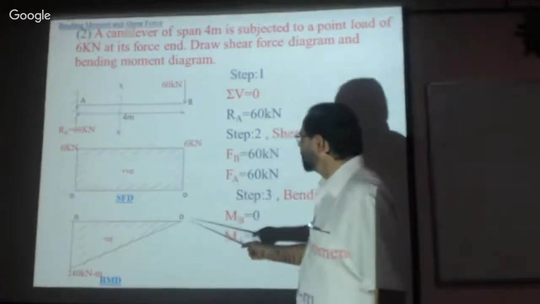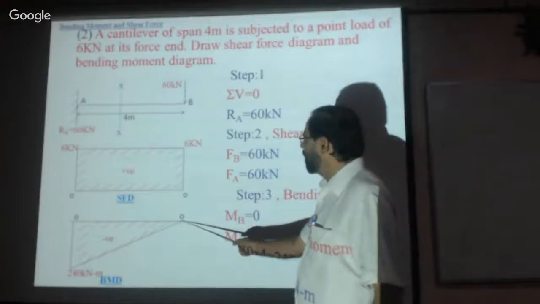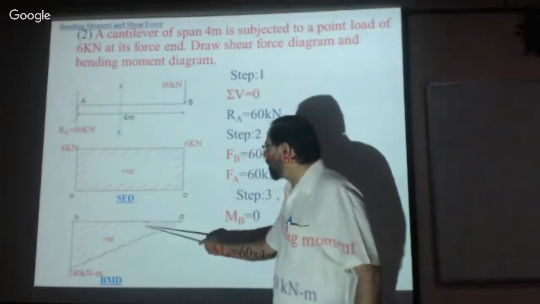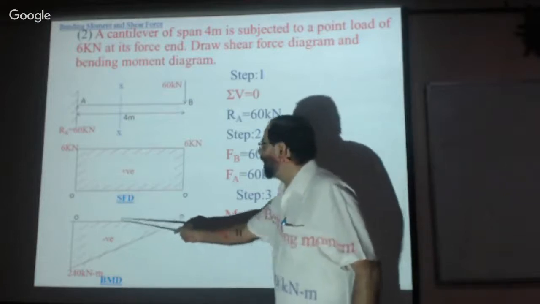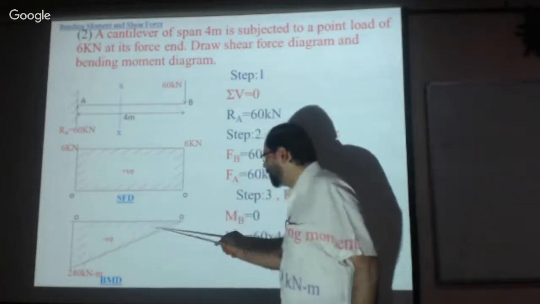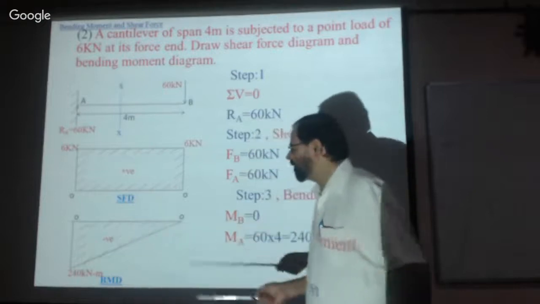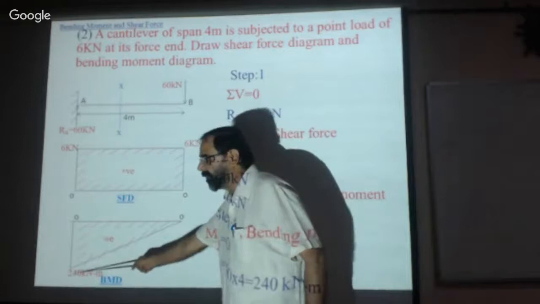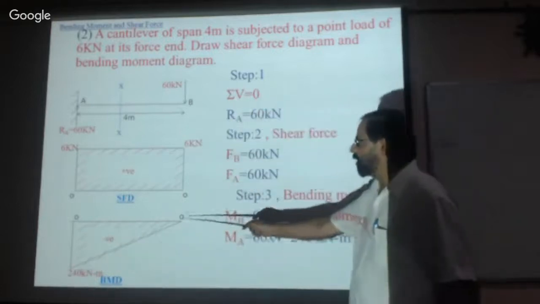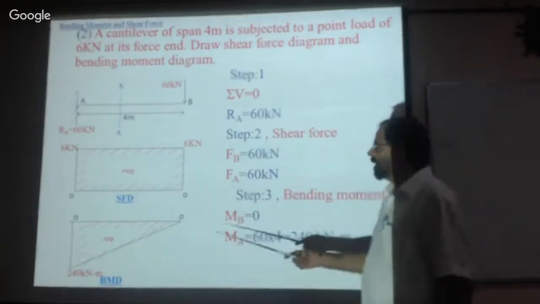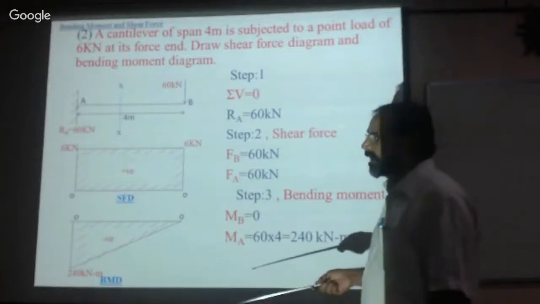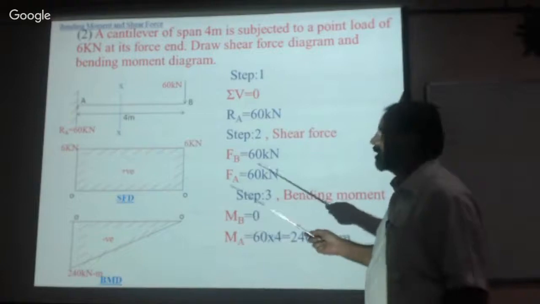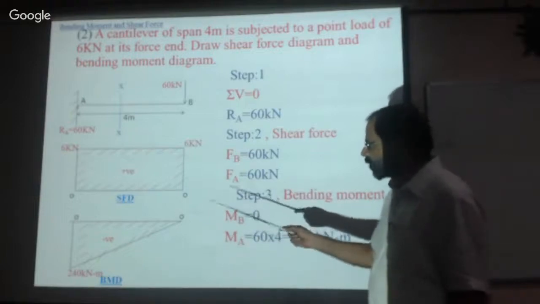It means the bending moment at this point is zero. The bending moment at the center, at the quarter distance, at any point, we can measure from this. This is the variation of the bending moment, from zero to 240 kilonewton meter. This is the advantage. Sometimes we are not able to calculate the bending moment at every point, so we calculate it at critical points and then plot it.